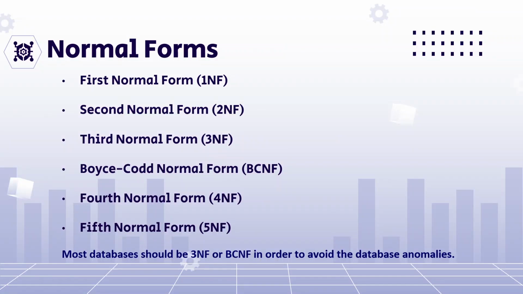Normalization generally works through a series of stages. We'll call them normal forms. So these are the types of normal forms. Generally, we will be decomposing the table till BCNF to avoid the database anomalies.